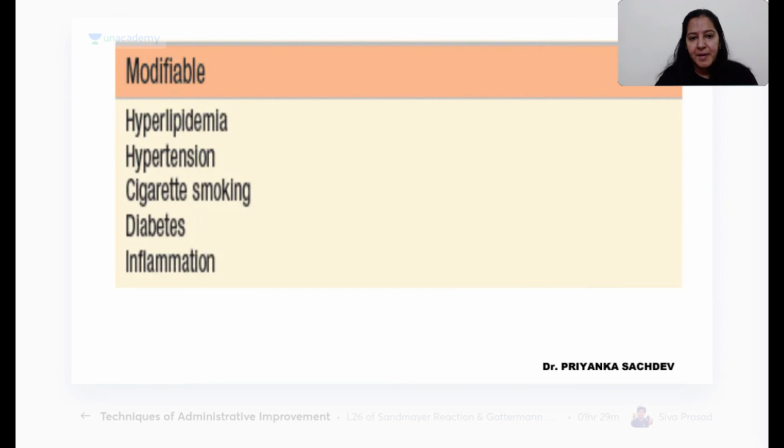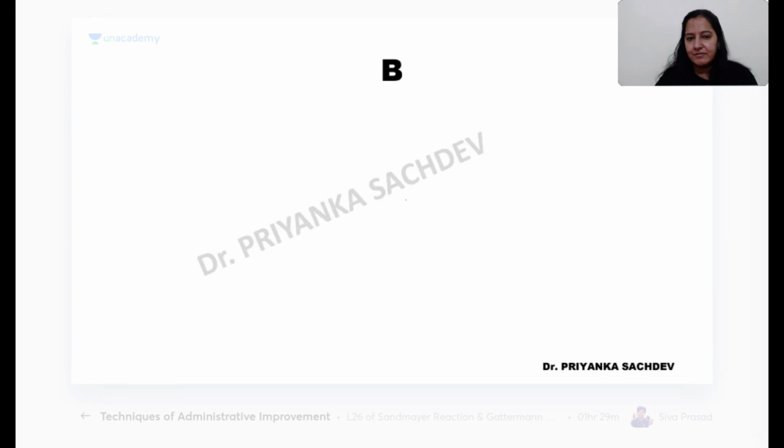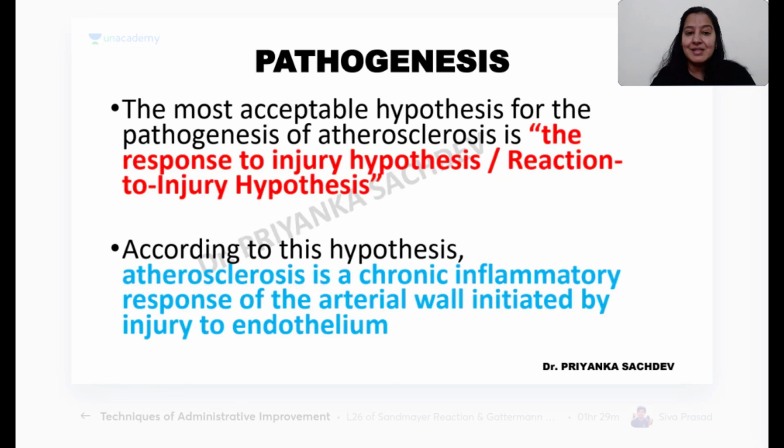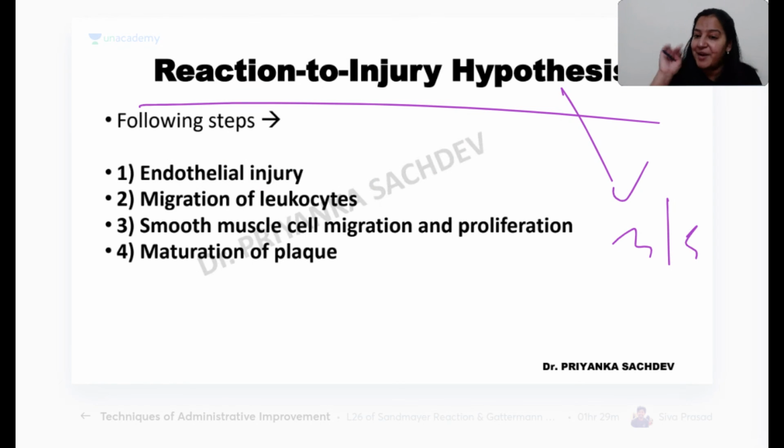I'm skipping this one. I'm coming to the pathogenesis, which is important to explain. Risk factors, you can read by yourself. So pathogenesis: how atherosclerosis occurs. That is important. Now there is a phenomenon known as reaction to injury. I will explain this hypothesis. The reaction to injury hypothesis is a 3-mark or 5-mark question for second prof.